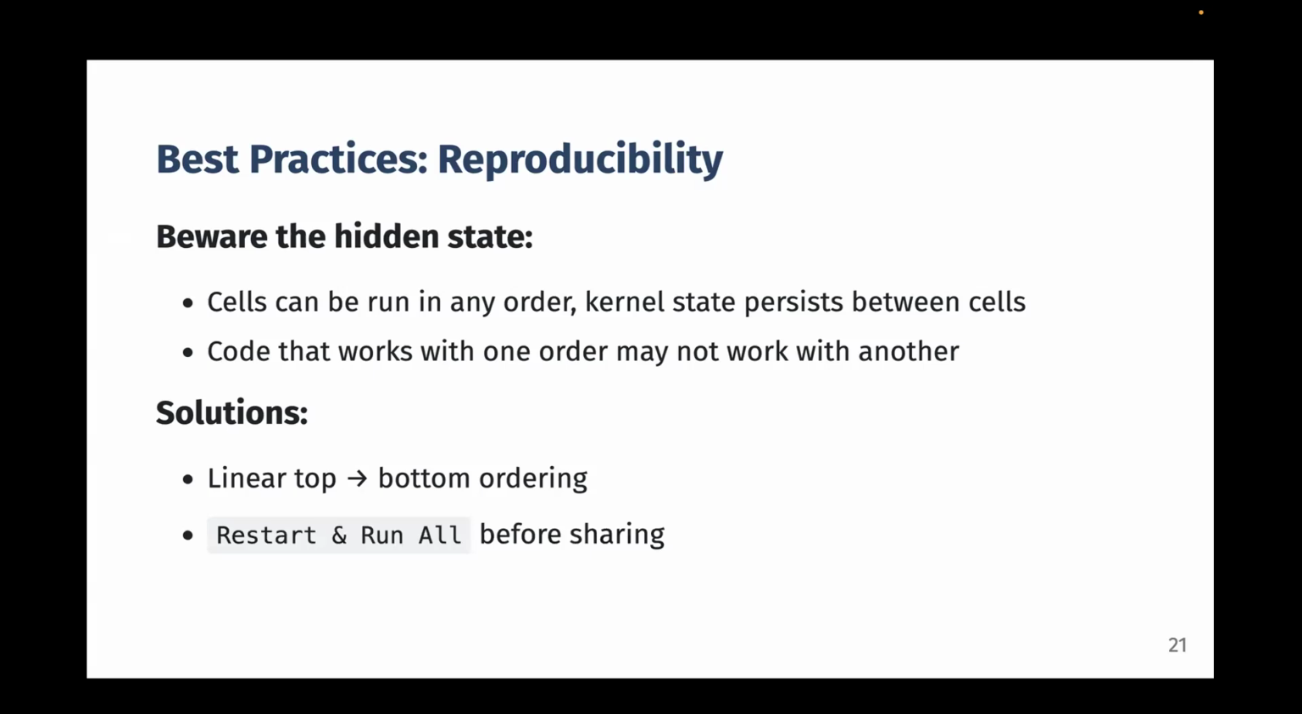The other really big advice is to use restart and run all from the Jupyter menu. What this does is it will restart the Jupyter kernel, so it will lose this state that normally persists. So you're starting from a blank sheet, and then it will execute all the cells top to bottom in order. And when that happens, it will be able to tell you if there are any problems, you'll get an error.